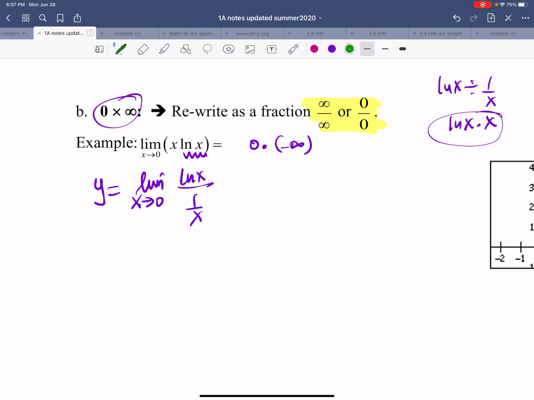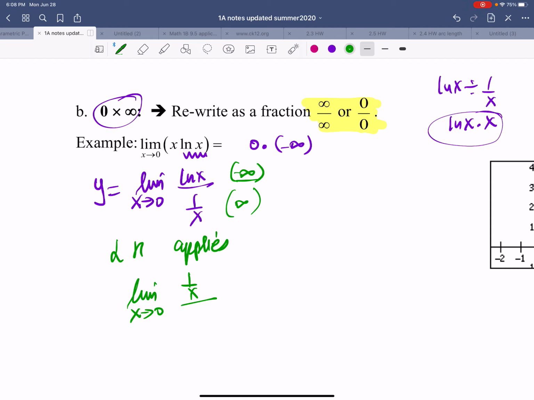Now let's see, when x approaches 0, natural log of x goes to negative infinity, and 1 over x, when x goes to 0, 1 over x will go to infinity. So now it is in infinity over infinity form, and we can go ahead and use the L'Hopital rule. L'Hopital rule applies. L'Hopital rule says that to evaluate the limit, go ahead, do the derivative of numerator, which is 1 over x, and derivative of denominator, x to the power negative 1, would be negative 1 over x squared. Let us simplify. So limit x goes to 0, 1 over x times negative x squared over 1.